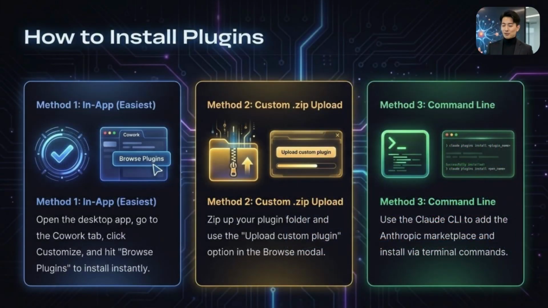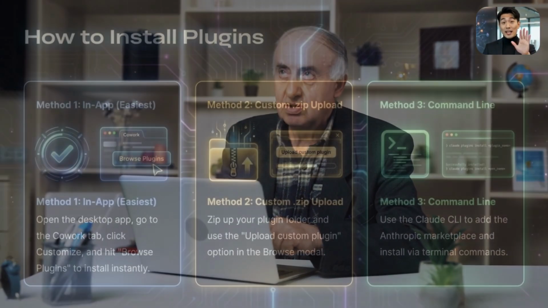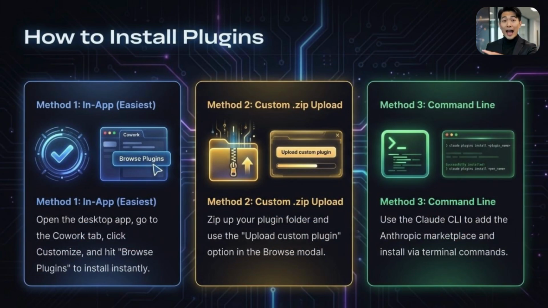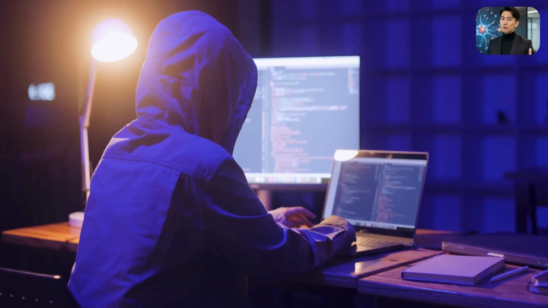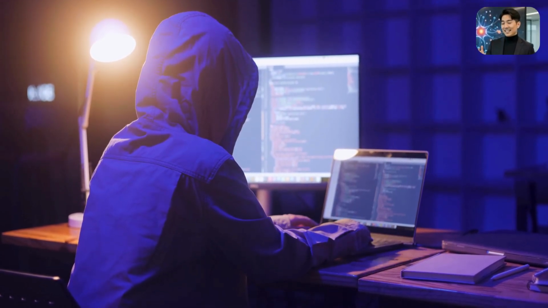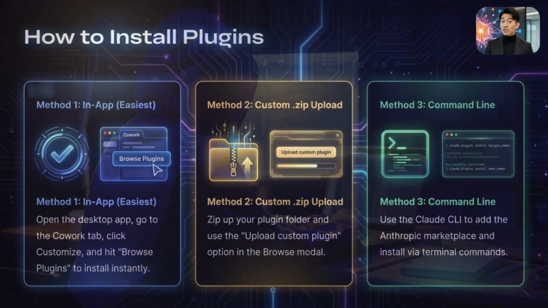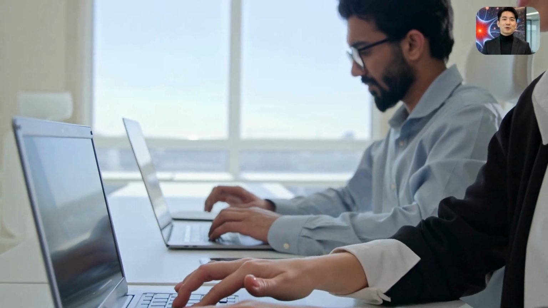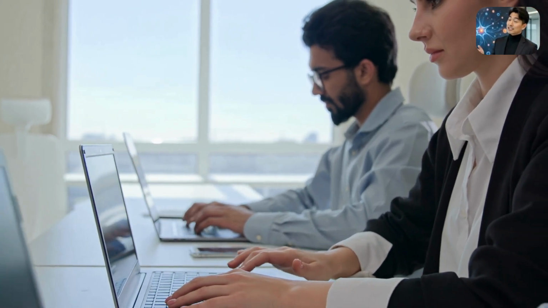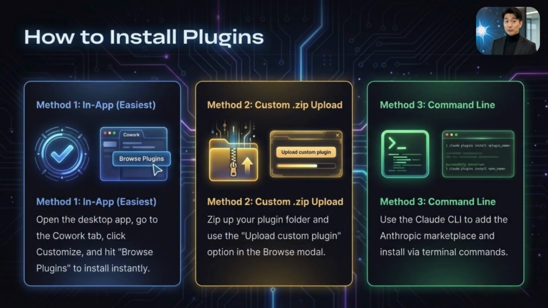Installing these plugins is completely frictionless. Method 1 is the in-app install. Just open the desktop app, go to Cowork, hit Customize, Browse, and click Install. Done. Method 2 is for custom plugins. You just zip up your plugin folder and use the Upload Custom Plugin button in that same menu. And method 3 is for the developers out there. You can use the Claude Code command line interface to run installation scripts and set up environments in seconds.